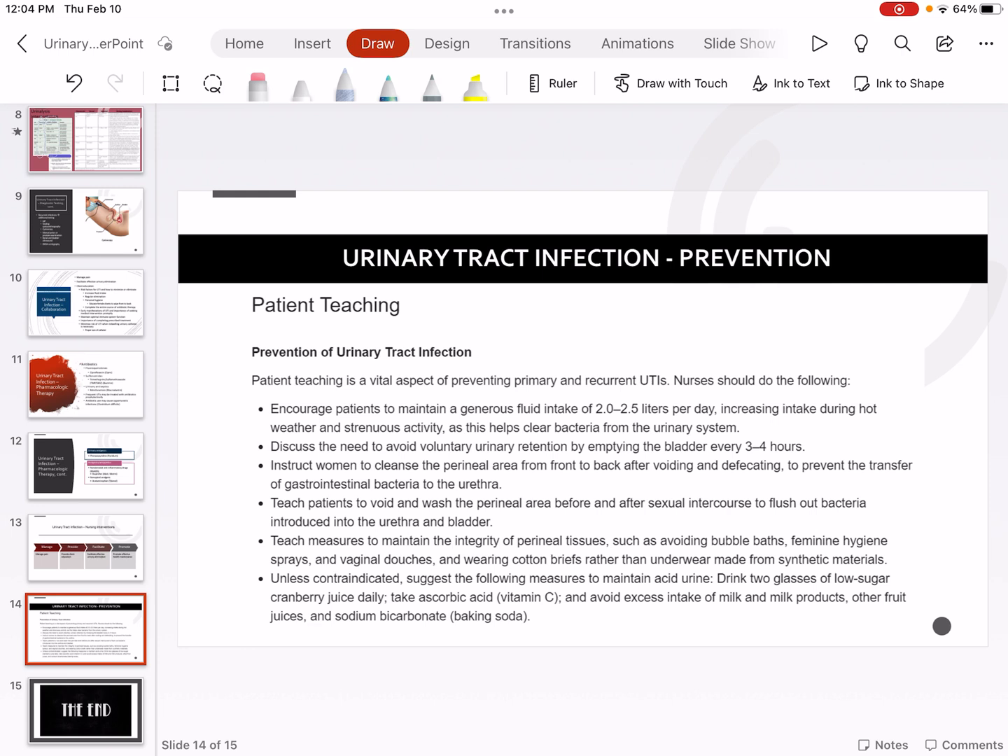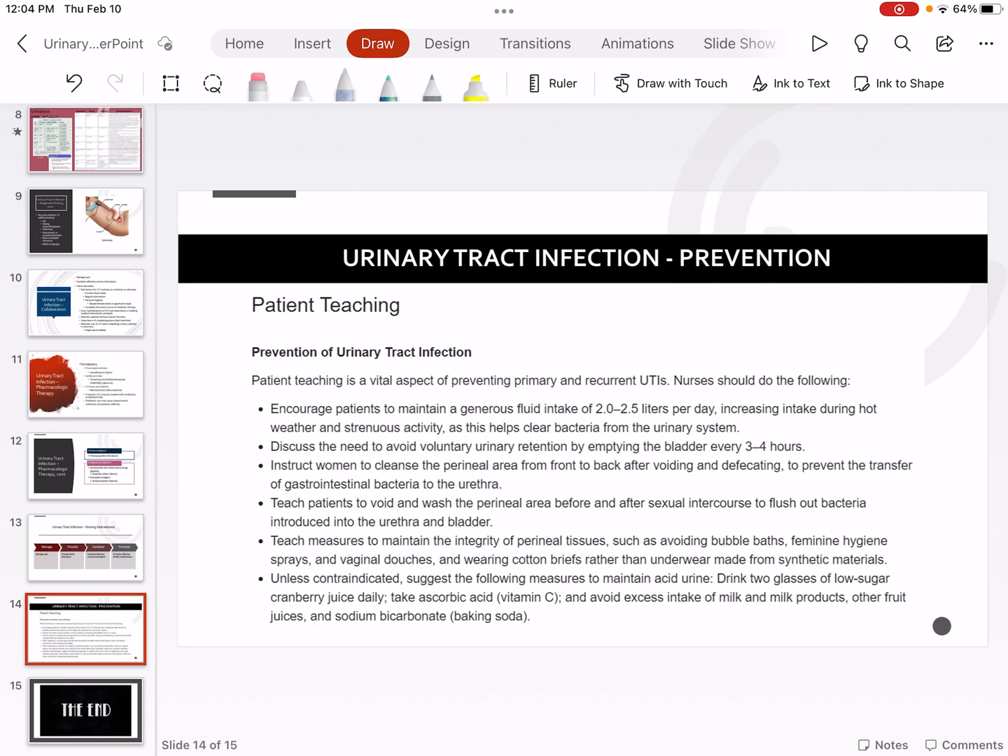A common one is TMP-SMZ, and also Bactrim. Those inhibit bacterial metabolism of folic acid. They kill susceptible bacteria. They also may cause nausea and vomiting. It should be administered orally with a full glass of water and used cautiously in clients with pre-existing renal disease because it can cause some kidney issues. When I say it may cause nausea and vomiting, that's a potential side effect of almost every antibiotic.